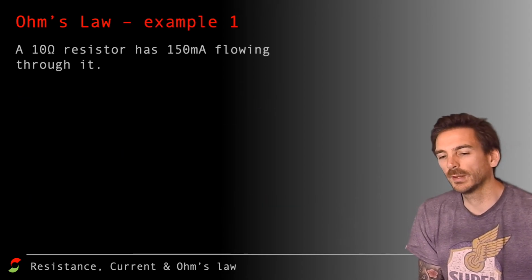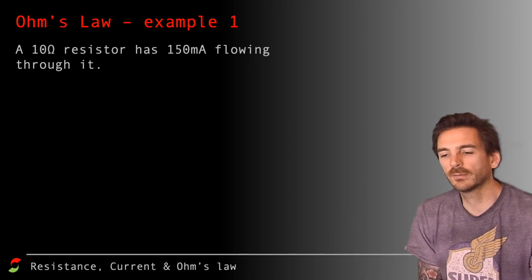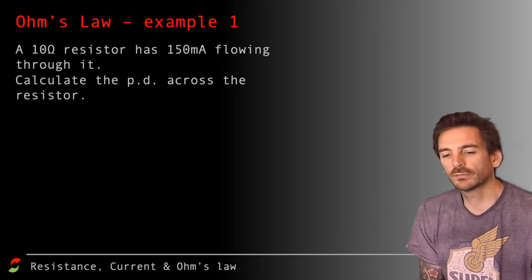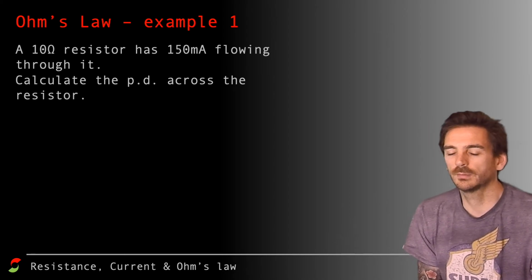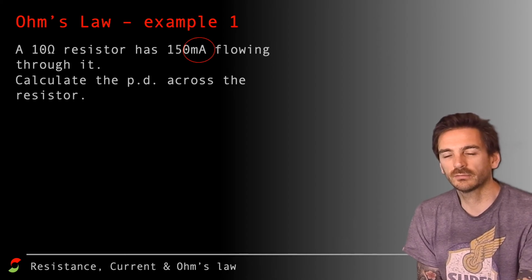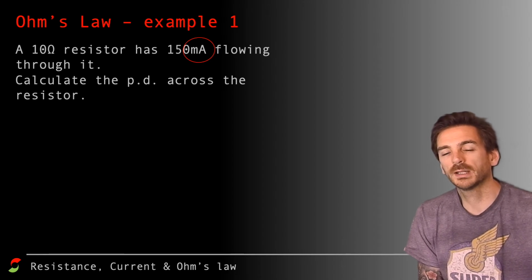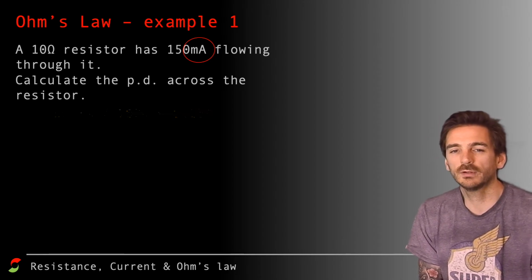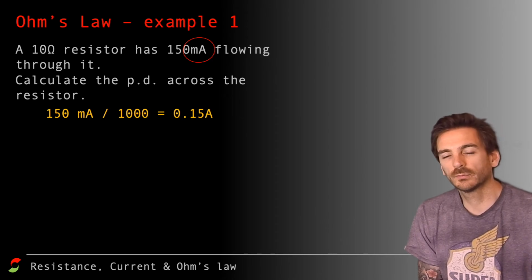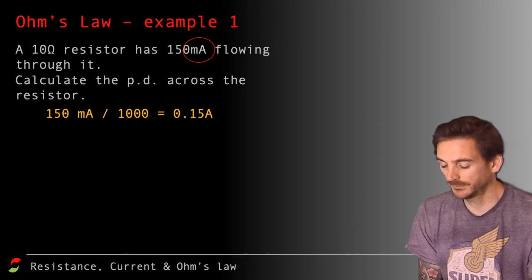So let's have a look at an example then. Here we've got a question where a 10 ohm resistor has 150 milliamps flowing through it, and we're going to calculate the potential difference across the resistor, or the voltage if you prefer. The first thing to notice is that this question is a horrible thing again. The units aren't correct. Remember, we said that current must be in amps, and this question's provided current in milliamps. So first thing to do, convert that milliamps into amps, and we do that by dividing by 1000. So 150 milliamps is actually 0.15 amps.